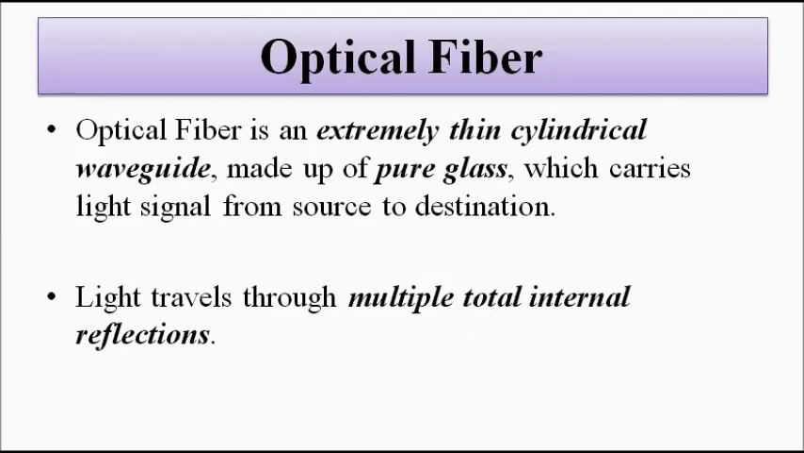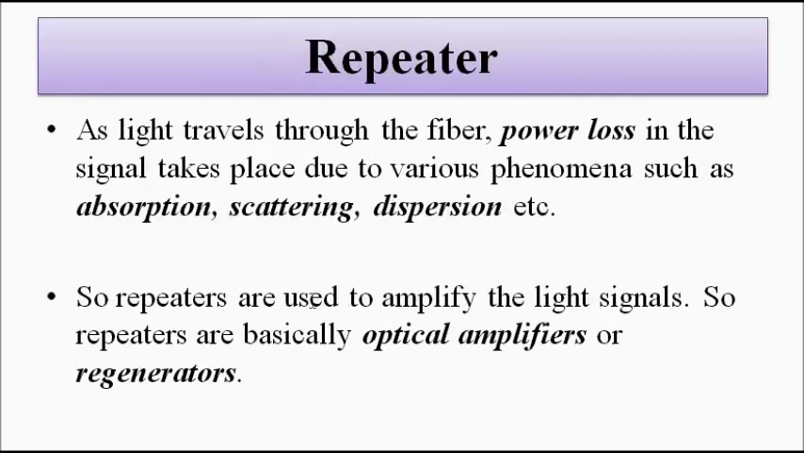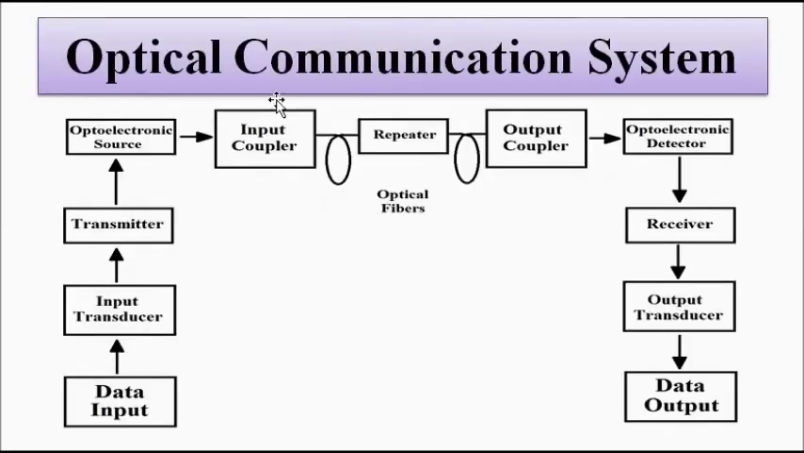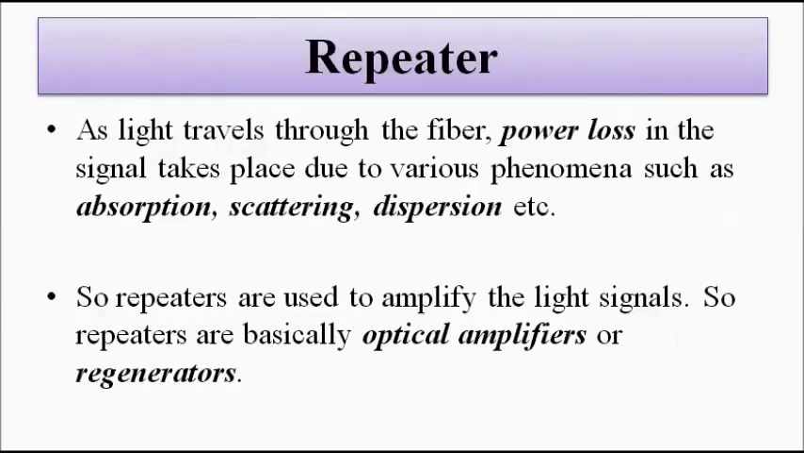Now, next is the repeater block in the middle. As light travels within the optical fiber, because of various manufacturing defects or various other phenomena, atmospheric phenomena or various other things such as absorption, scattering, dispersion, there is a reduction in the signal strength or signal amplitude or signal characteristics.